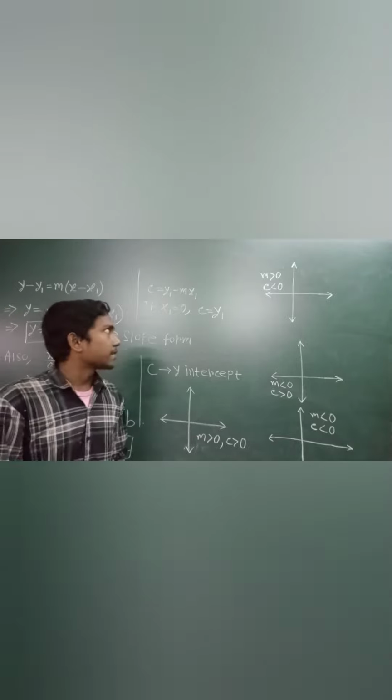Also, in the intercept form of a straight line, we can observe x by a plus y by b is equal to 1. If we simplify, we get y is equal to minus b by a into x plus b. So, here a is the x-intercept and b is the y-intercept. And this equation is comparable to y is equal to mx plus c. But here the slope is minus b by a. So here b is the y-intercept and that is nothing but the term c. Okay. So now four cases can arise here.